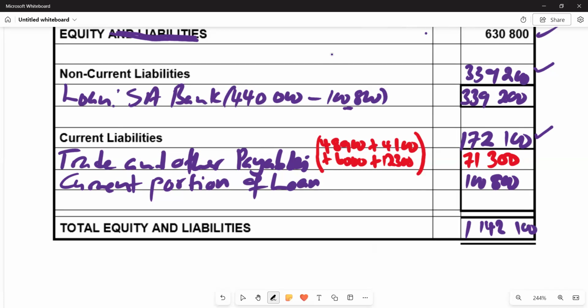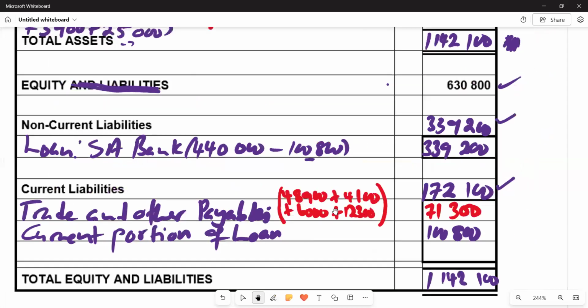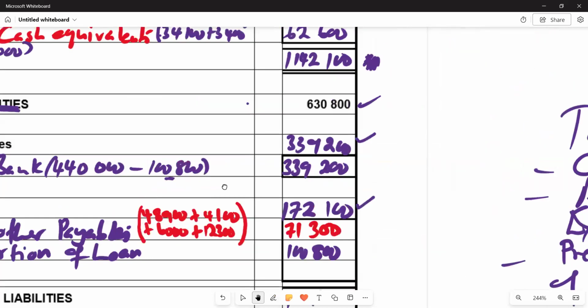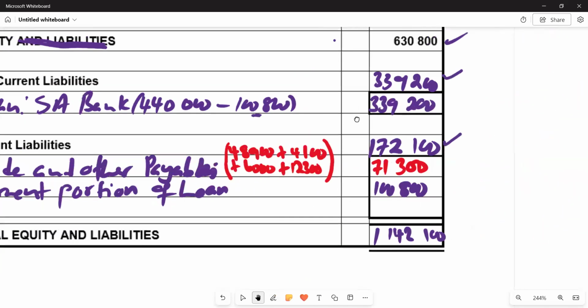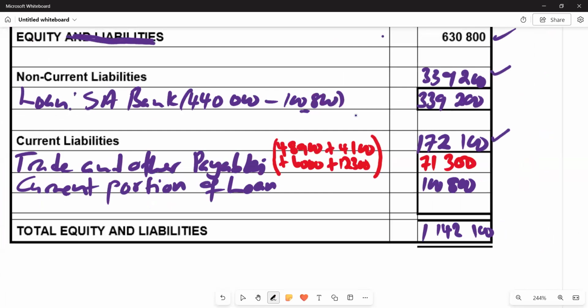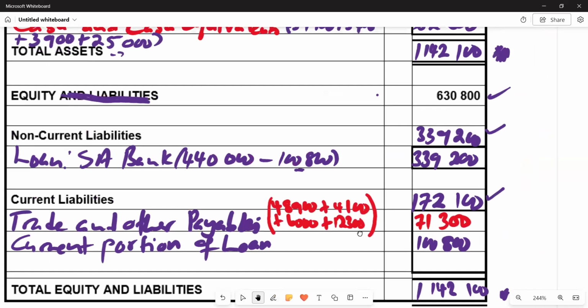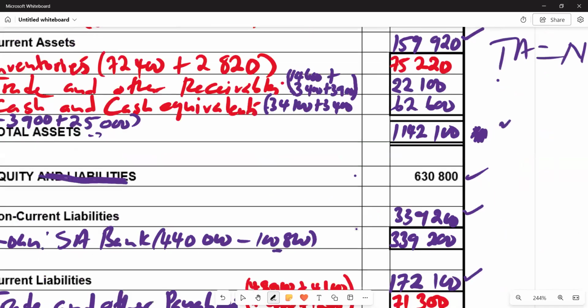So this is what we have, guys, according to the preparation of the balance sheet. And we take note that the accounting equation has been obeyed by this preparation, because our total for equity and liabilities, which is the owner's equity plus our liabilities, the other side of the equation, is 1,142,100, which is the second balancing figure, equal to the first balancing figure of total assets, which is here, 1,142,100, which means our balance sheet is balanced.